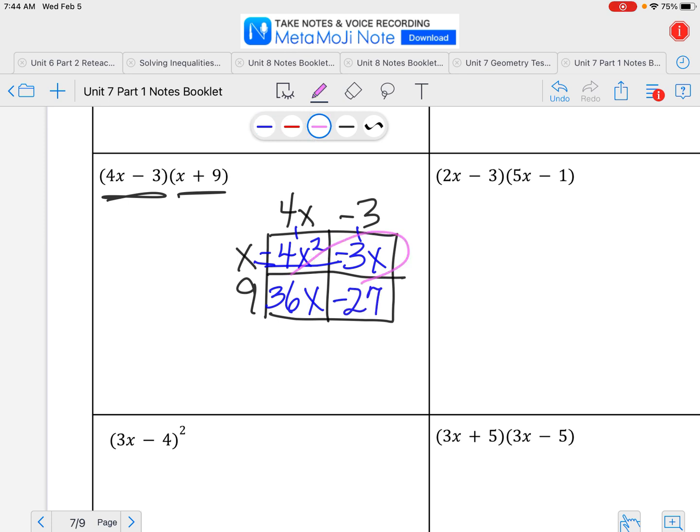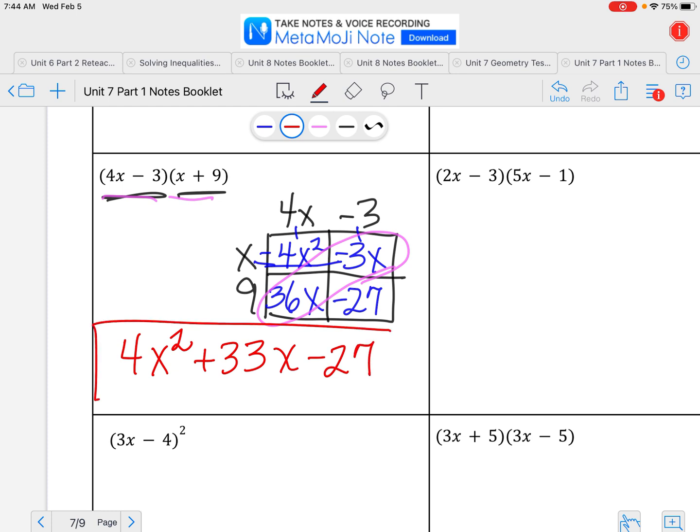Now you'll notice these are your like terms. So far we've been multiplying. That's what these parentheses mean, is multiply. And then now we add the like terms. This is the only time in this process that we add. 36 and negative 3 makes 33x. That is your answer. So your answer is almost always going to be a trinomial.